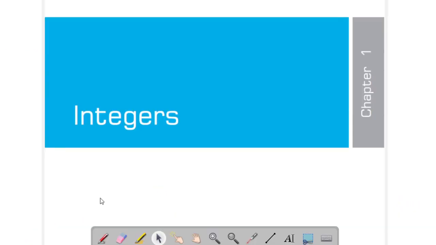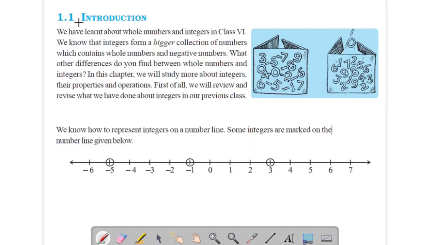Good morning, students. Today we are going to start chapter 1, Integers. Introduction.